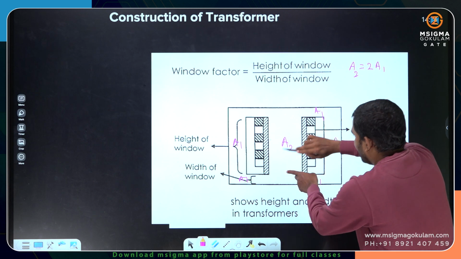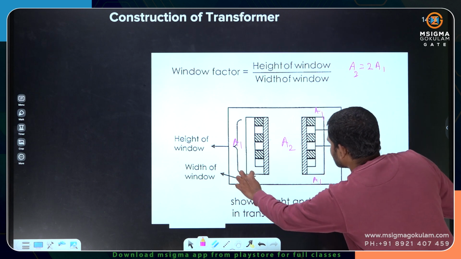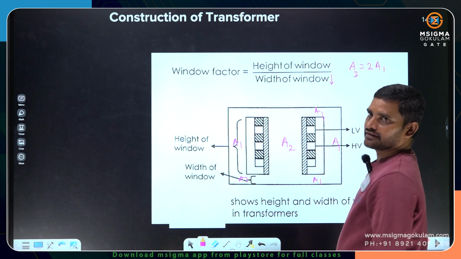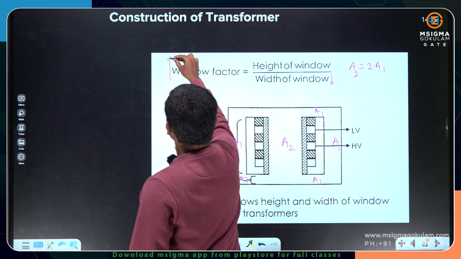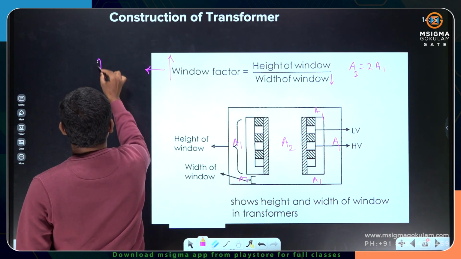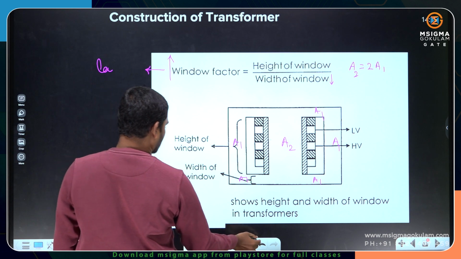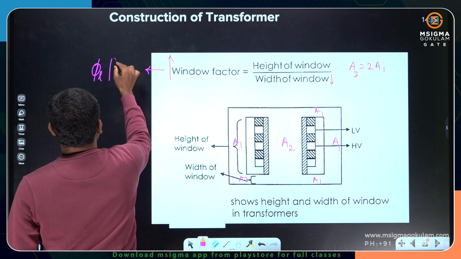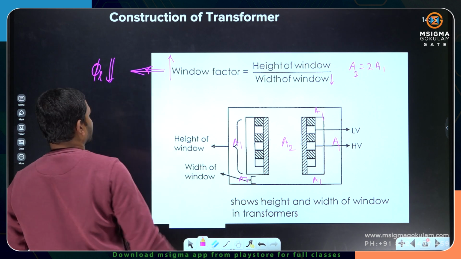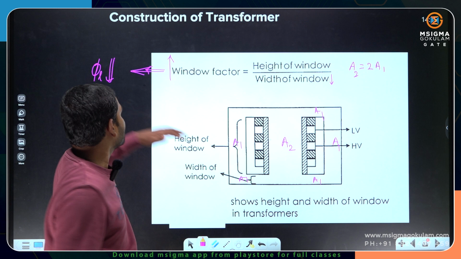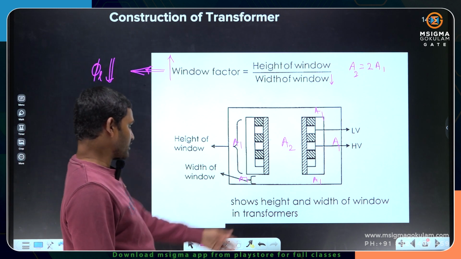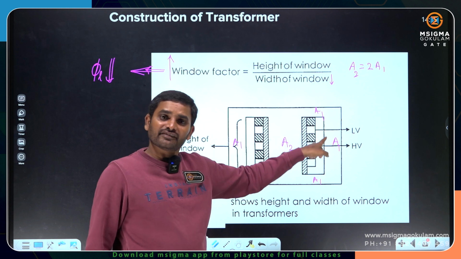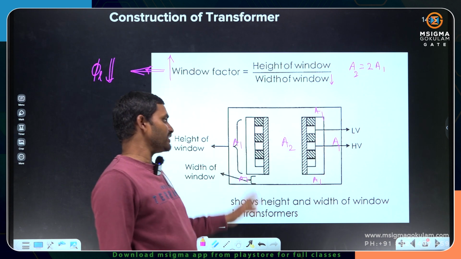You see, this is the height and the width is this much. So the width of the window is less, and the height of the window. If the width of the window is less, the window factor is more. If the window factor is more, leakage flux is less. Remember this point: if the window factor is less, leakage flux is going to be more. Here, whatever flux is established through the air gap will link with the high voltage winding and low voltage winding.